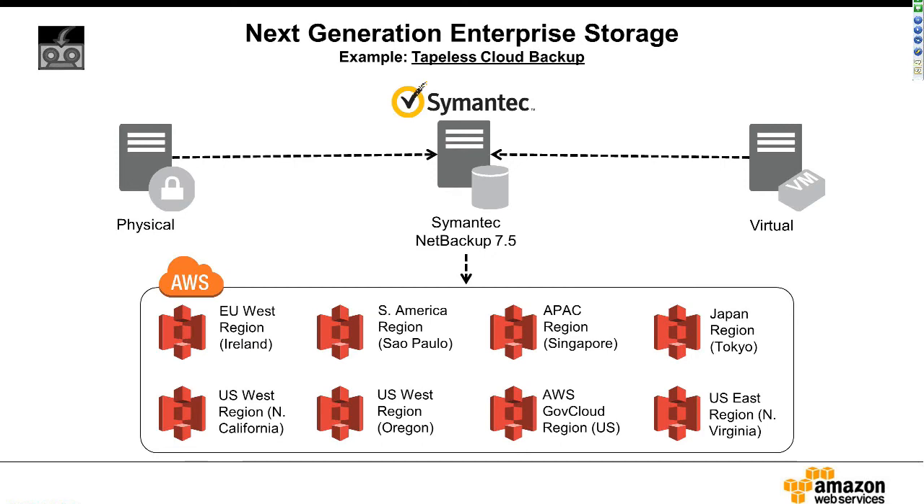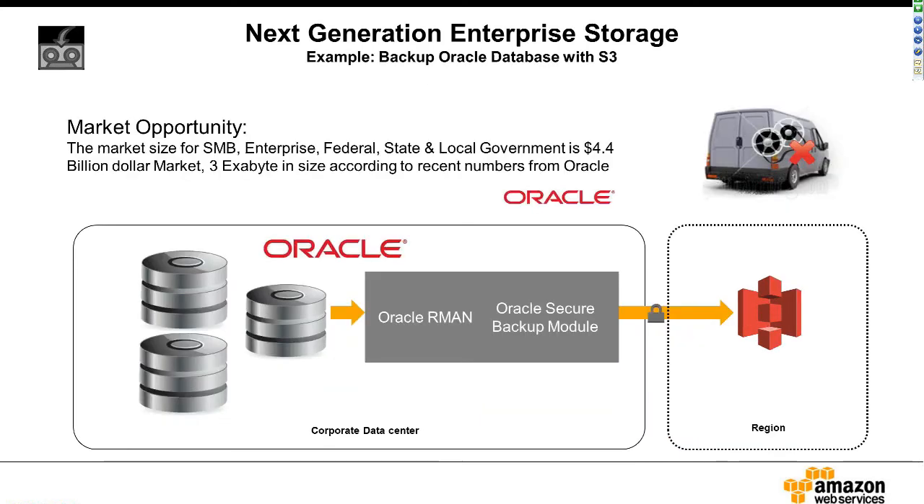Symantec, with their NetBackup 7.5, are now able to select S3 as a target backup device, and in this case, we're able to select any of the regions, also Sydney, which isn't here yet. The slide hasn't been updated, but essentially this is S3 integration into one of the most popular cloud backup software suites available, and also Oracle. As part of their Oracle Secure Backup module, Oracle RMAN is now able to select S3 over a secure connection as a backup target from the Oracle database snapshots.